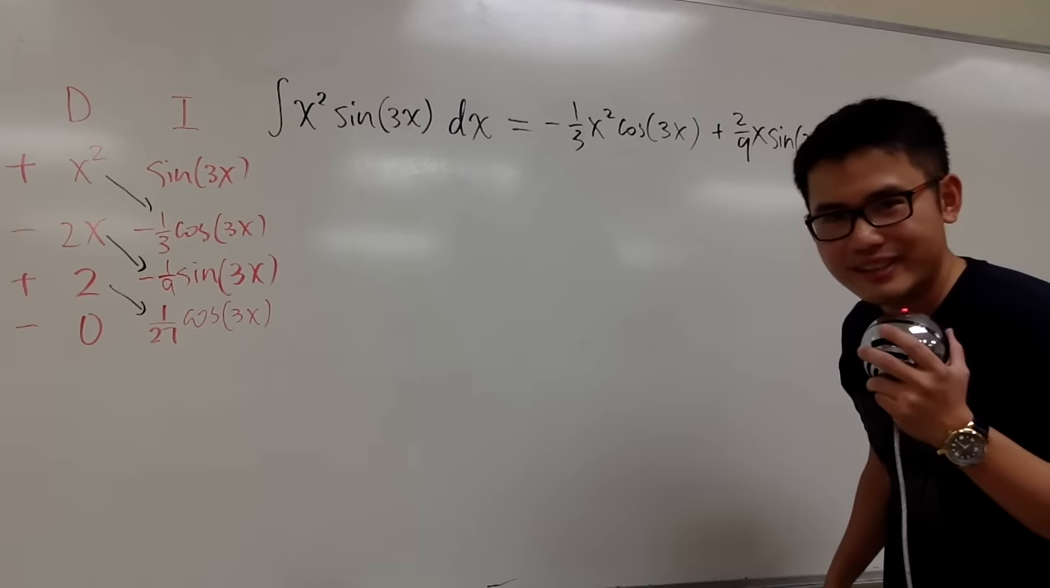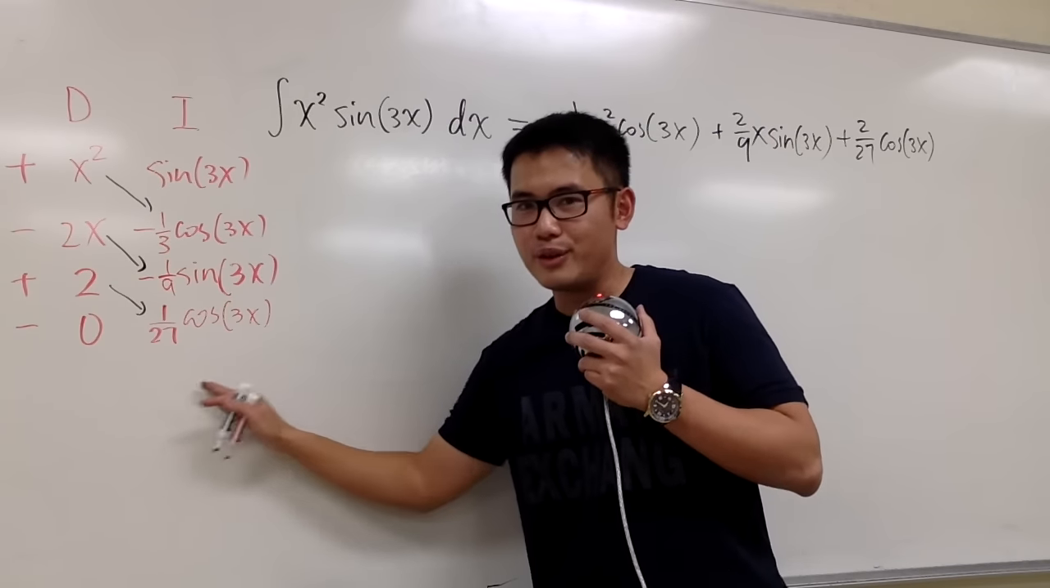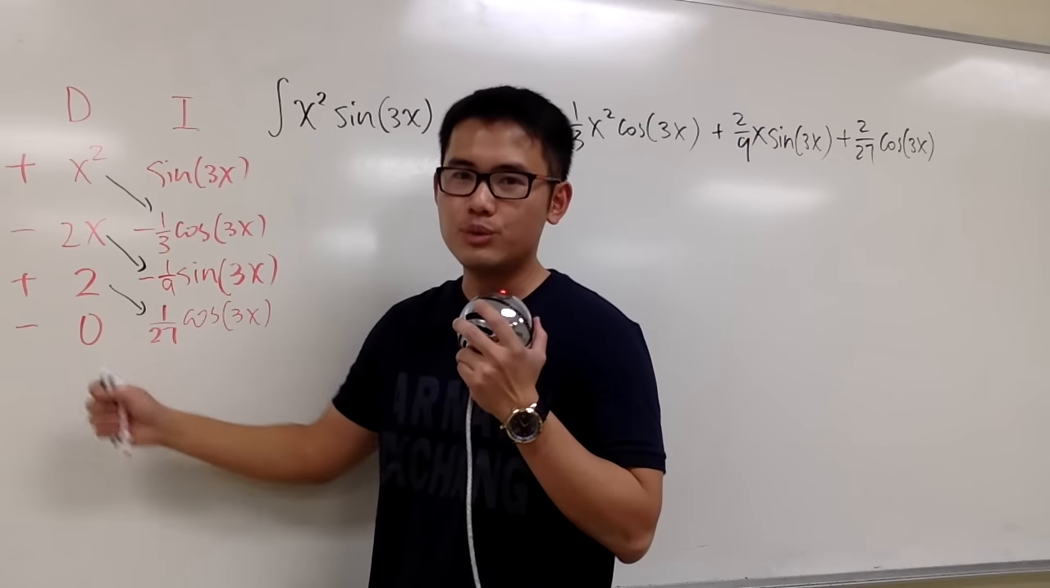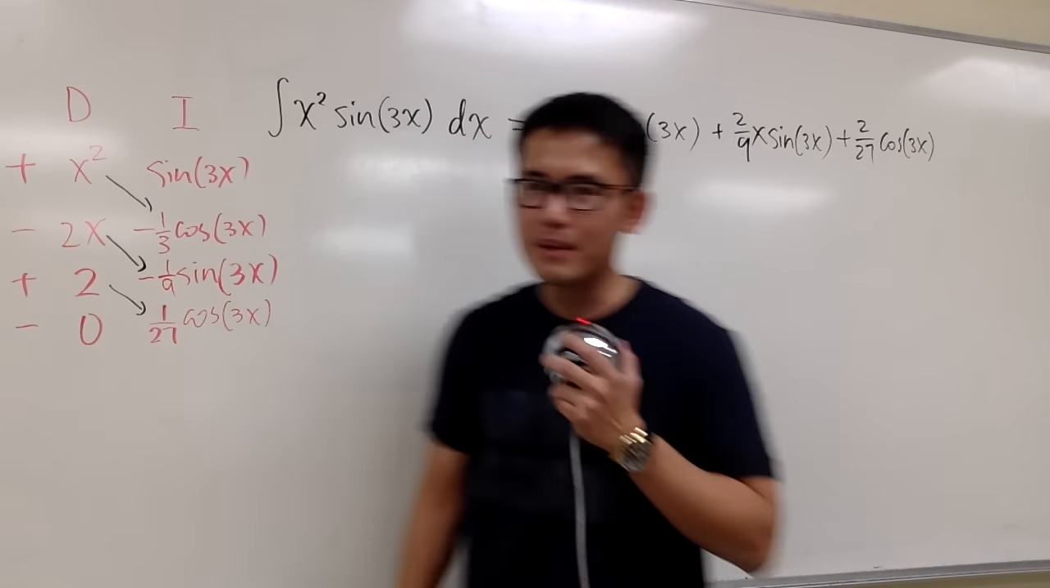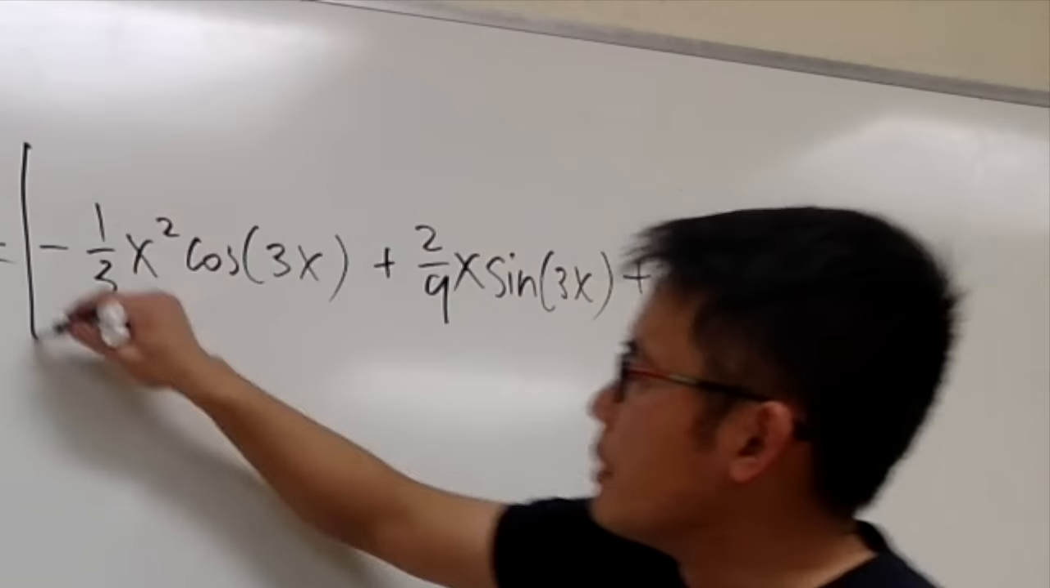And guess what? We are done. Because you see, if you take 0 and multiply with the next whatever this is, you get 0 anyway, right? That's why we stop when we see a 0 in the D column. This is the first stop. And then this is the answer already. At the end, of course, we put down a plus C.